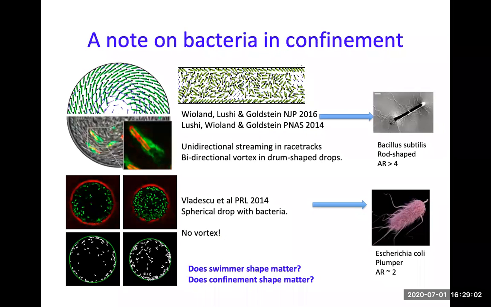I argue with Wilson Poon a lot on this because he did some experiments. This was the group in Edinburgh. Alex is, I think, listening. So they confined bacteria in a spherical drop and tried to see if the drop would move. And they did not see this organization, right? So they did not see a vortex. And why was that? Well, that is because they used E. coli. And E. coli is a plumper bacterium, aspect ratio about 2.